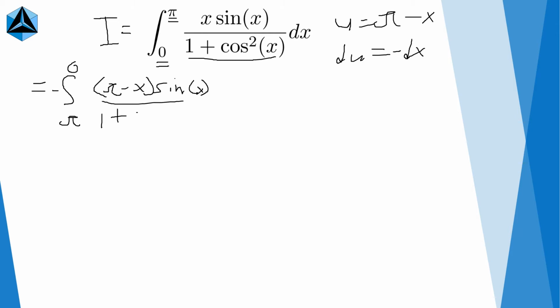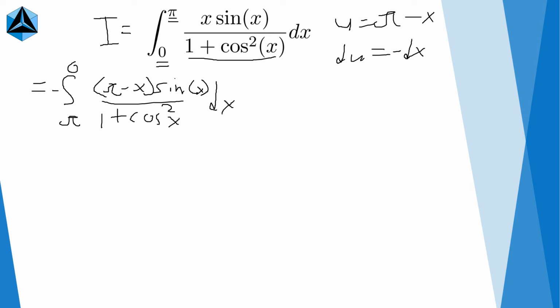over 1 plus cosine squared of x. The reason the sine of x and the cosine squared of x don't change is because sine of pi minus x is still equal to sine of x, so that stays the same. And then cosine of pi minus x is actually equal to negative cosine of x. But since we square it, the negative doesn't matter, so it stays cosine squared of x. And so this is dx.